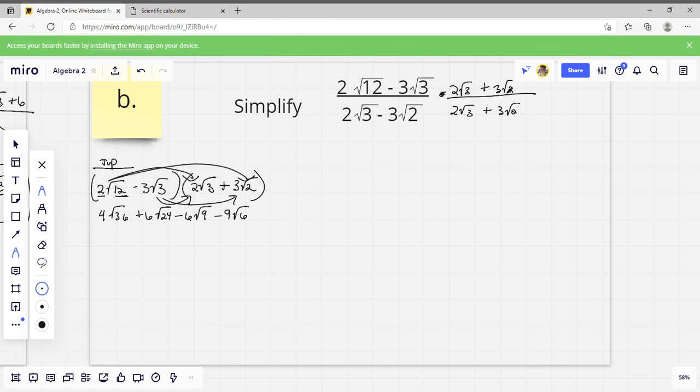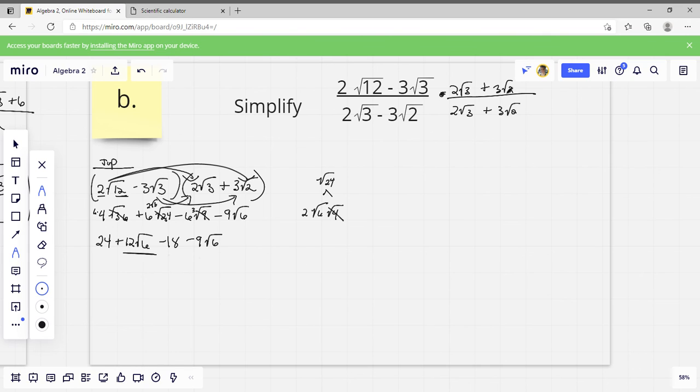Okay, now we got to pull these square roots out. So that would be 6 times 4 is 24. This one, the square root of 24, we said is the same as 6 times 4. And that would be 2 times square root of 6. We pull that out, we've got 2 times square root of 6. 6 times 2 is 12. Okay, that one would be a 3. 3 times 6 is 18. Minus 9, square root of 6.